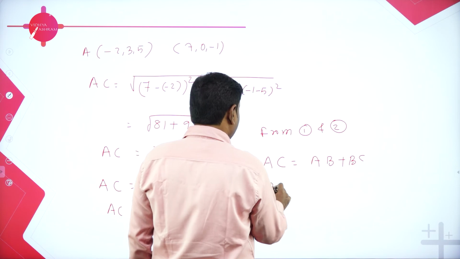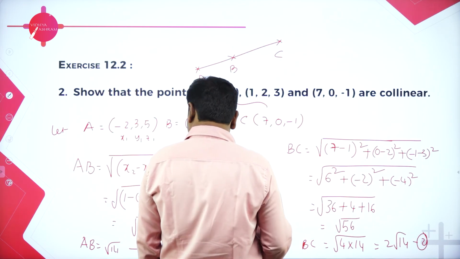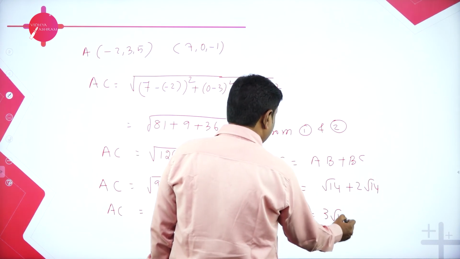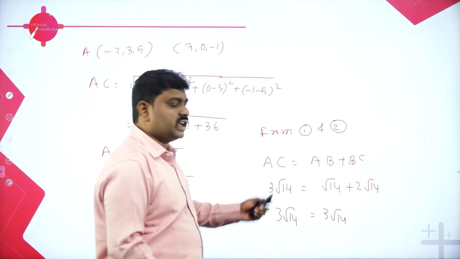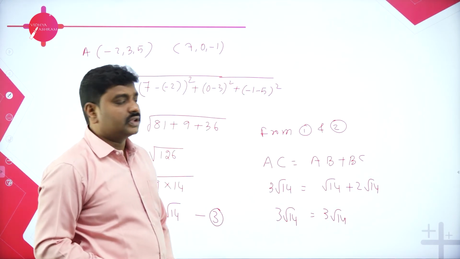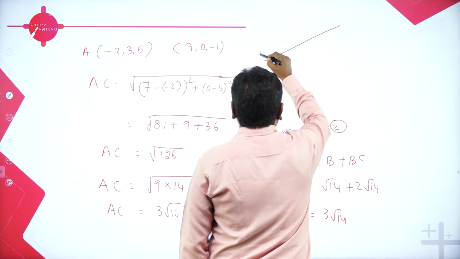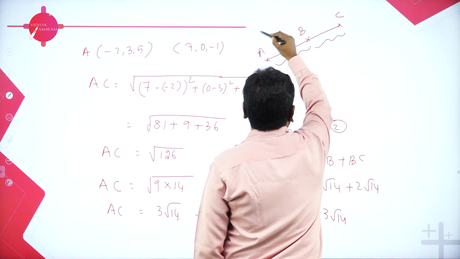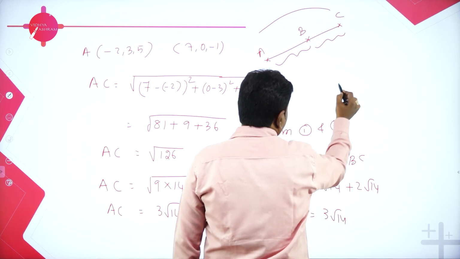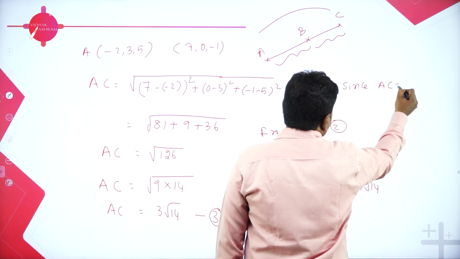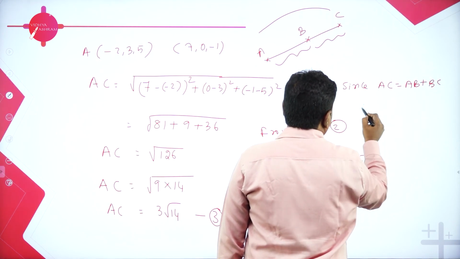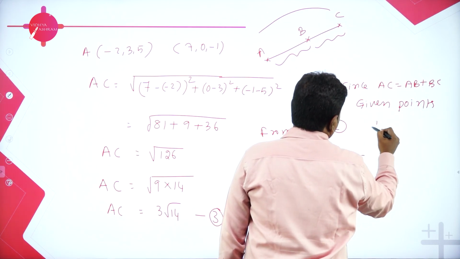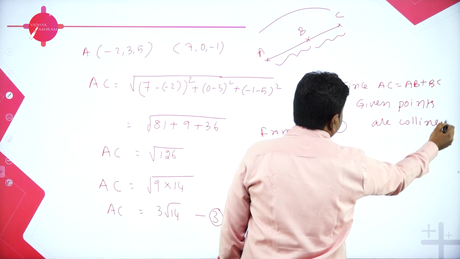Because AC is 3 root 14, and for the other two, what is AB we got? AB is just 1 root 14 and the other one is 2 root 14. 1 root 14 plus 2 root 14 is 3 root 14. Both the sides we got 3 root 14. So therefore clearly AC is AB plus BC. Means if I draw the line, A to C length is the same as A to B plus B to C. This plus this gives you this whole line. What is the conclusion? Since AC value is AB plus BC, the given points, which we assumed as A, B, C, are collinear. They lie on the same line.